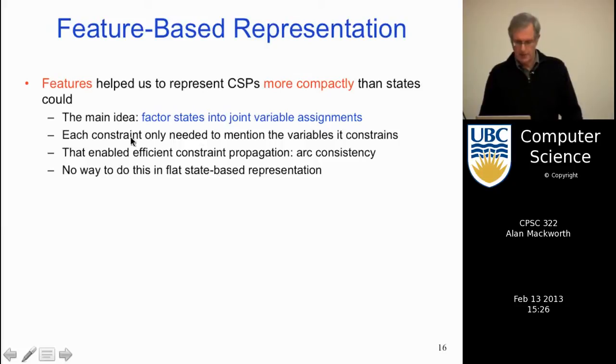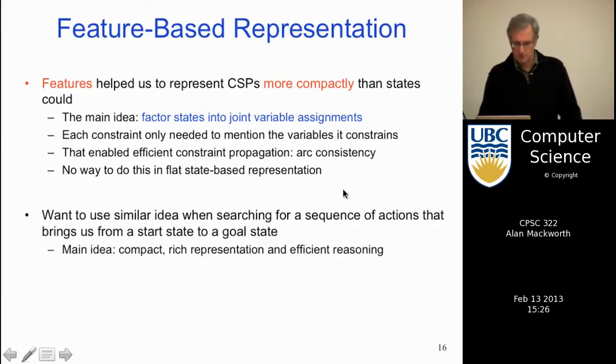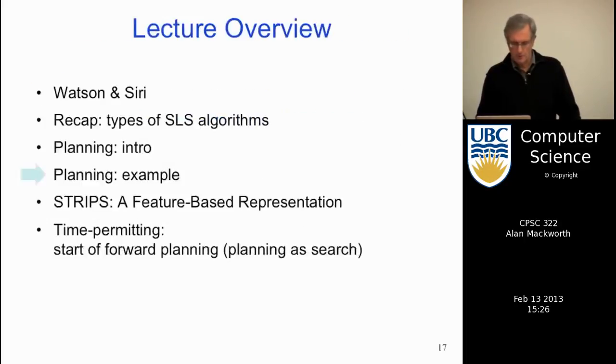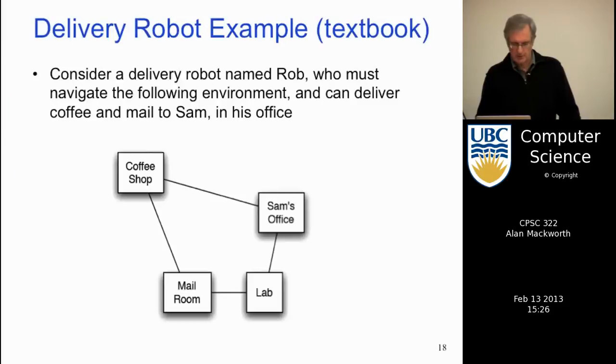The reason for that is that because we factored states into joint variable assignments, each constraint only mentioned the variables it constrains, which allows efficient constraint propagation. You can't do that in a flat representation. So we're going to try and do that in planning. That's the idea. So it's easier just to do an example to get a more concrete sense of what's going on.